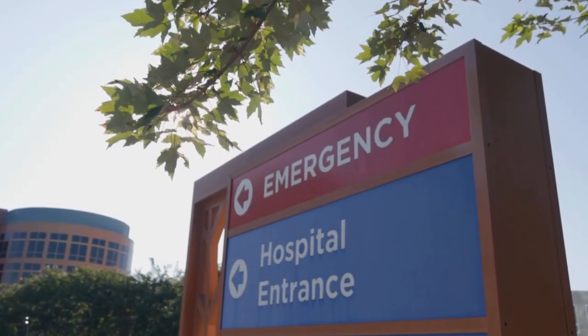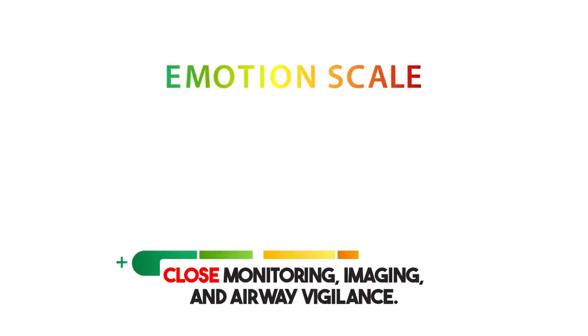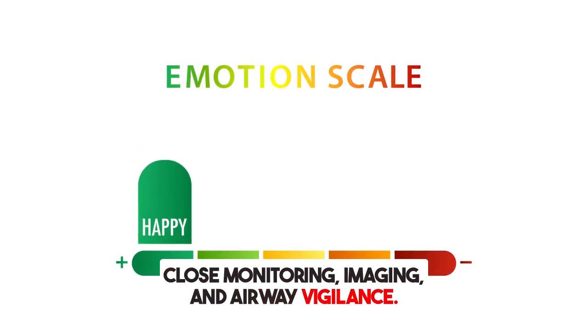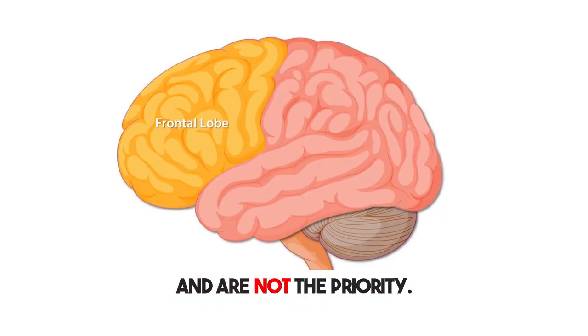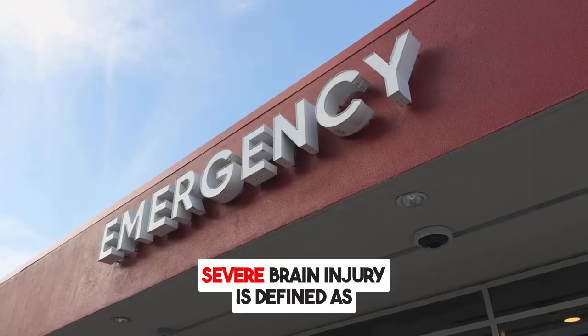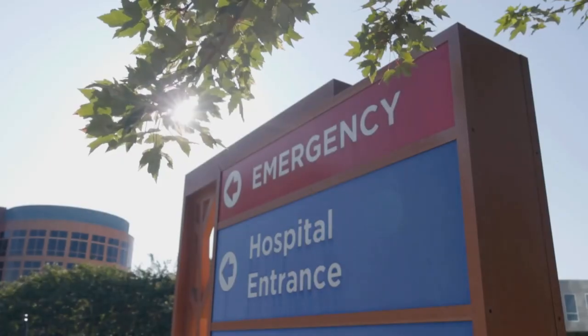The correct answer is B. This is moderate brain injury and requires close monitoring, imaging, and airway vigilance. Analgesics may mask neurologic assessment and are not the priority. Severe brain injury is defined as 8 or less, not 10.